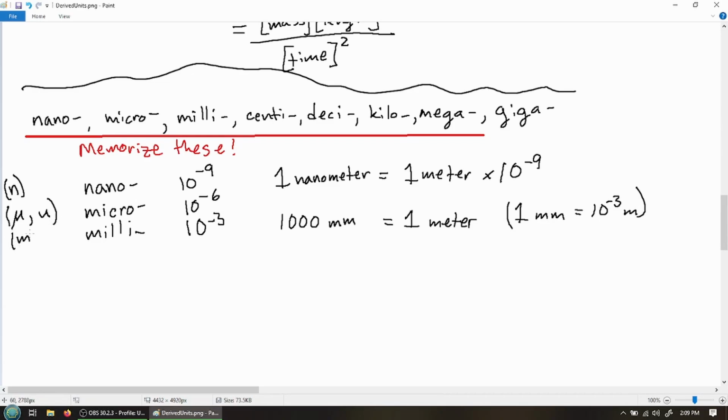Milli is pretty unambiguous. That one we just write a lowercase m. The next one we have on here is centi, where the abbreviation is just a lowercase c, like centimeters, cm. Next we have deci. This one doesn't come up as much. You might recognize the prefix from decimal, but we don't really use this one a ton. This would be 10 to the minus 1, and here it would just be a lowercase d.